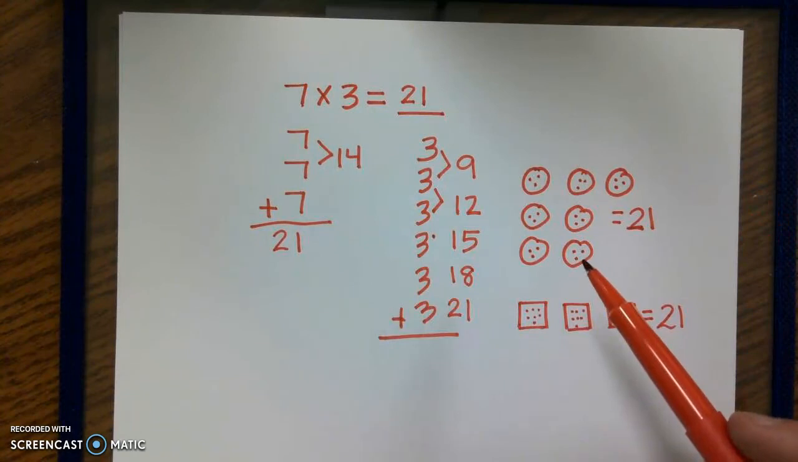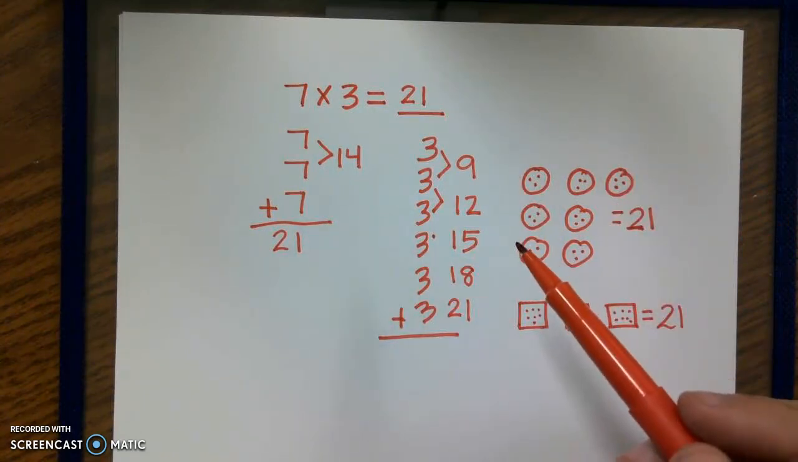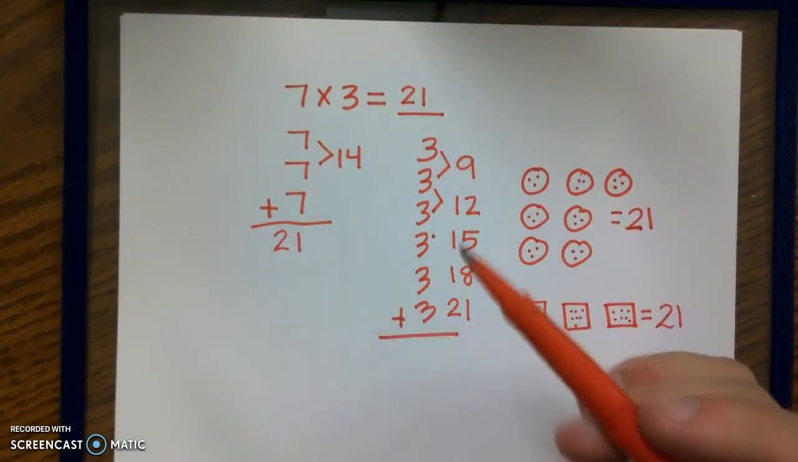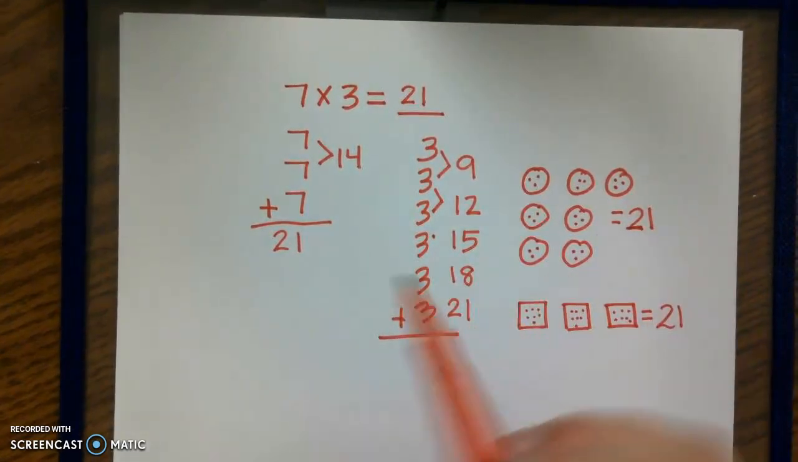So I hope this helps you understand the process of why we have the product of 21, or why when we multiply we get a certain product. So I hope this helps.